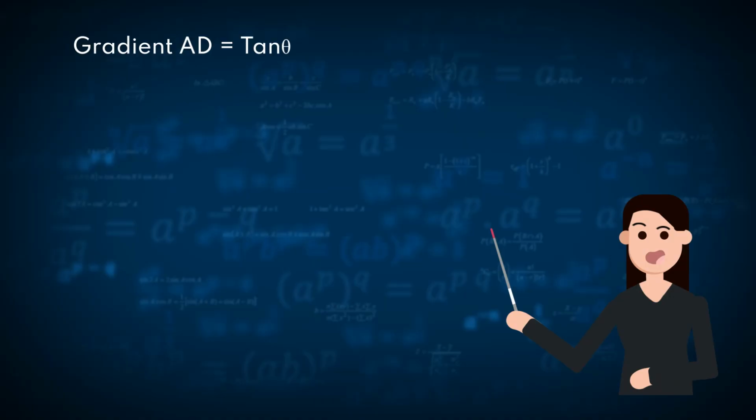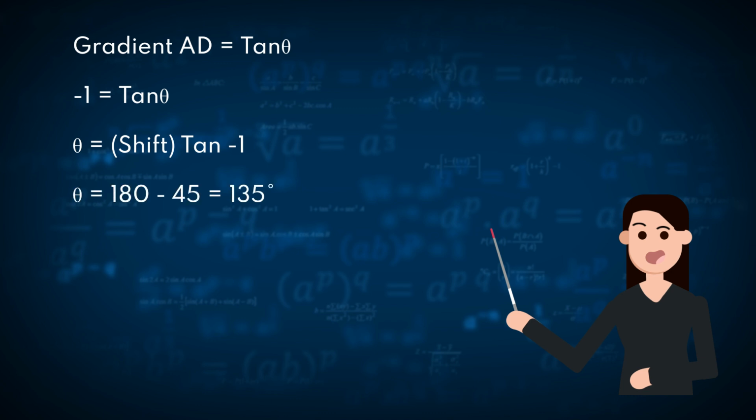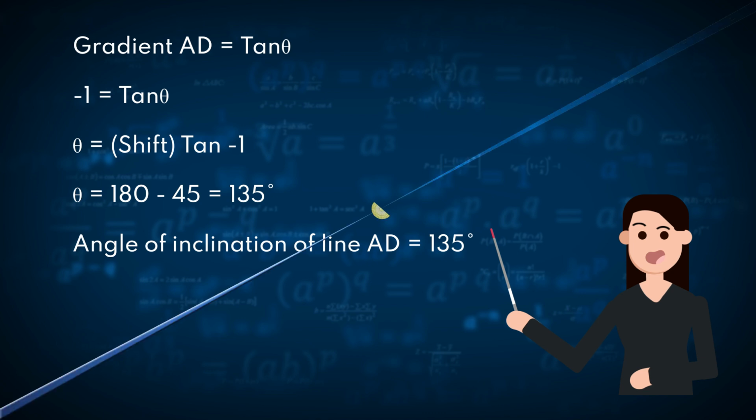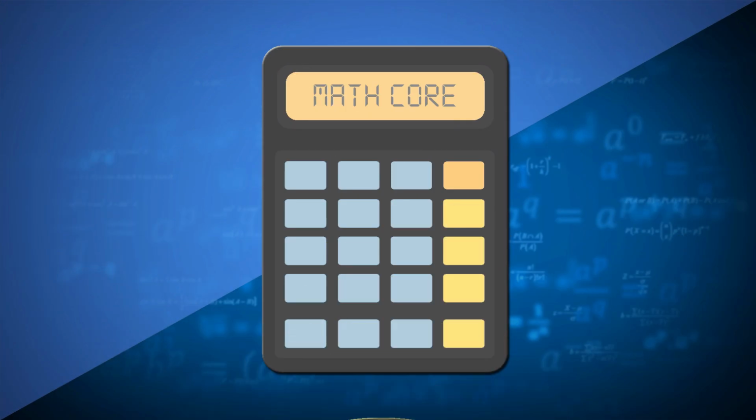Simple. Now that we have the gradient of the line, we can find the angle of inclination, and this will be gradient AD equals tan theta, which is -1 equals tan theta. To find theta, we will have theta equals shift tan^-1, and theta is equal to 180 minus 45, which is 135 degrees. Therefore, the angle of inclination of line AD is equal to 135 degrees.